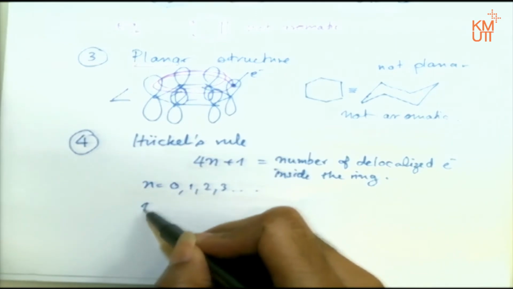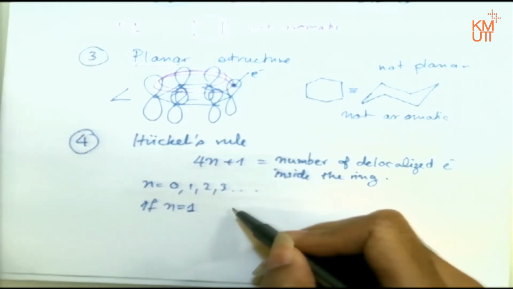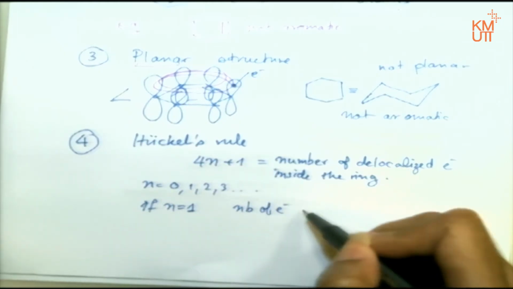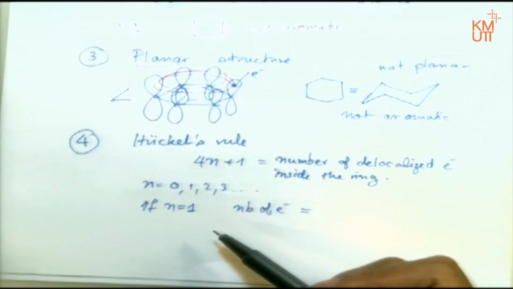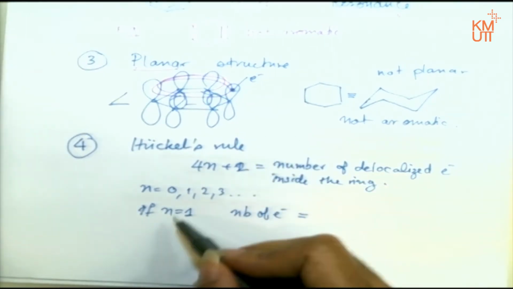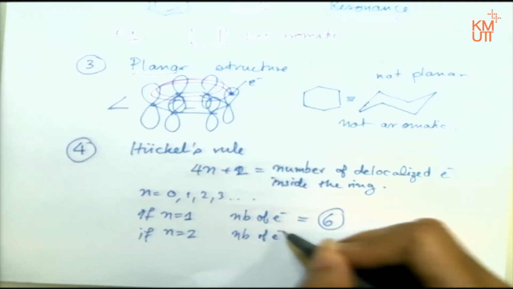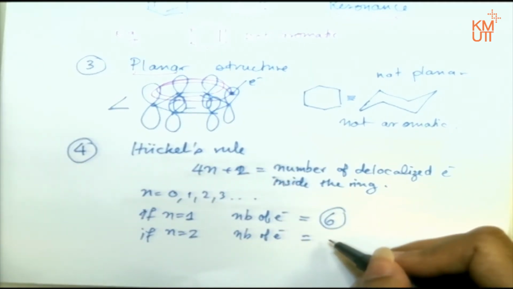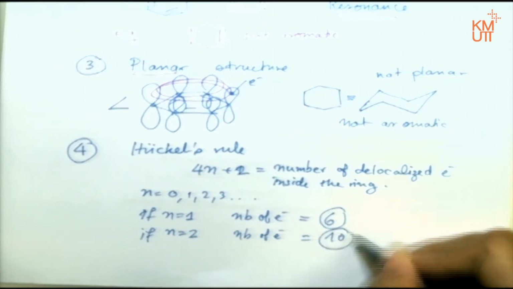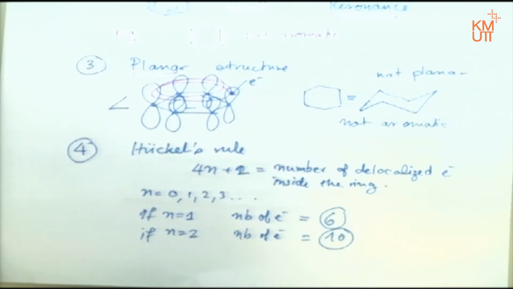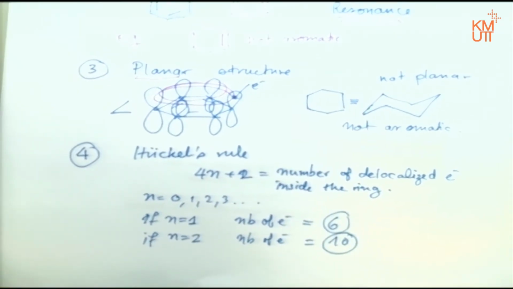If n equals 1, the number of electrons must be 6. And if n is 2, the number of delocalized electrons must be 10, yes. So if you have 4 electrons delocalized in the system, aromatic or not? No, it's not aromatic. There are only 4 electrons.